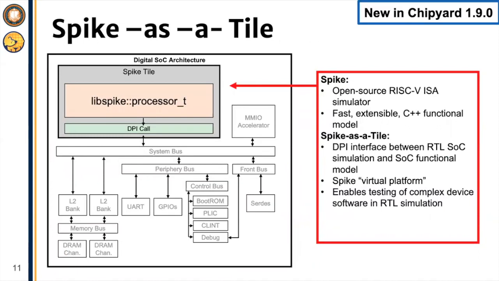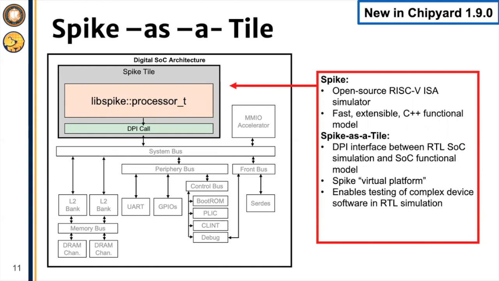We also have a new feature in Chipyard 1.9, which just released this week, which is the ability to drop in a functional model of a core within the Chipyard SoC environment. Spike, if you know about it, is an open source RISC-V ISA simulator. It's a fast, extensible C++ functional model of a RISC-V core. This new feature in Chipyard, Spike as a tile, allows us to instantiate this Spike modeled core within a Chipyard SoC and have it talk to the rest of the SoC as if it was real RTL. Of course, performance measurements here aren't really valid, but this is useful for debugging complex software in RTL simulation, because the Spike core can run much more quickly than an RTL simulation of an actual core. This is similar to an ARM virtual platform, if you know what that is.